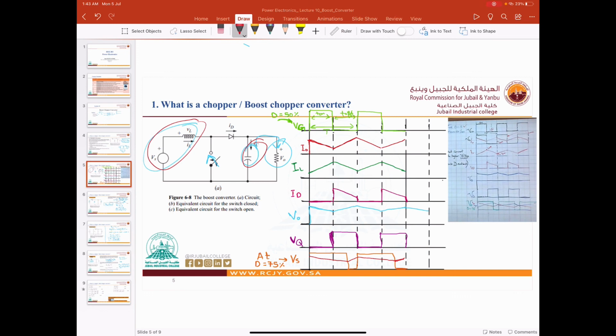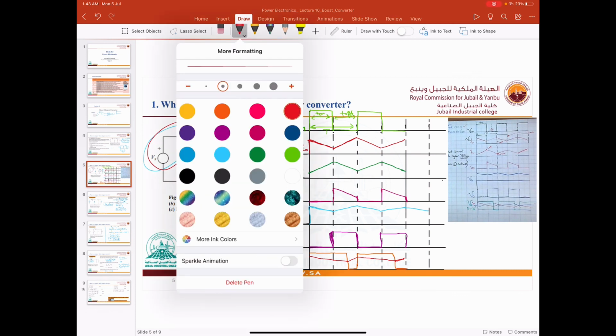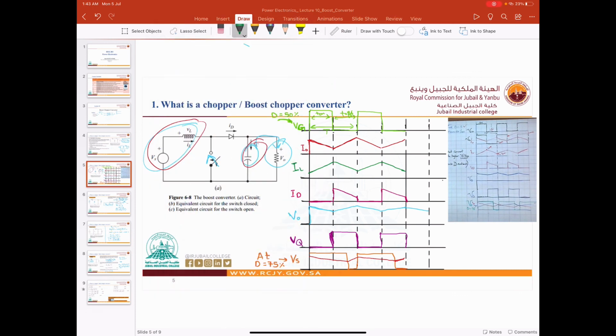Now what about the inductive load? The inductive load, of course, it will charge as the inductive IL, so we use green. The inductive IL is just basically increasing like this, and it will decrease, it will release after the switch is off, then it will increase and then release, charge and discharge.